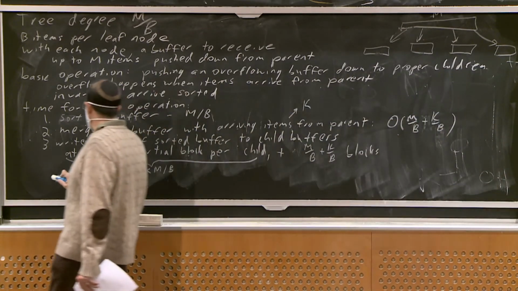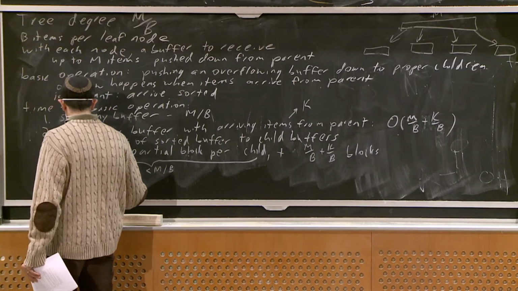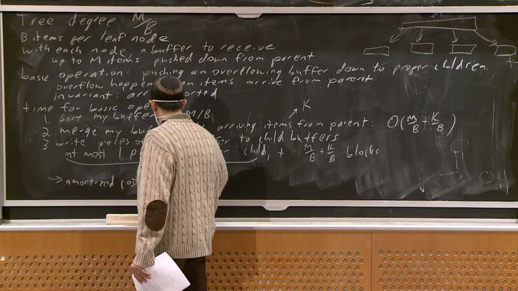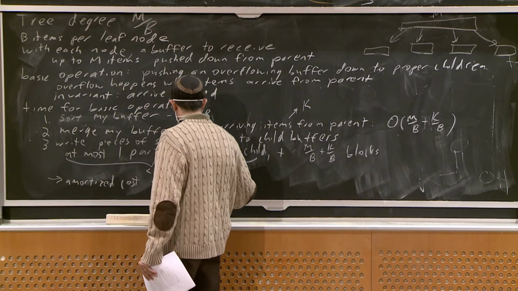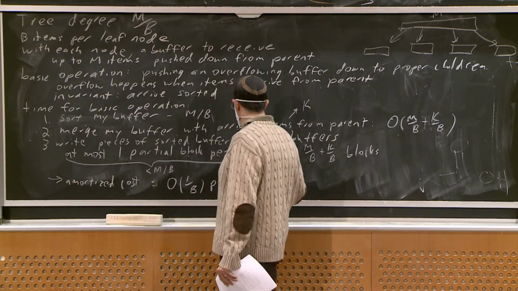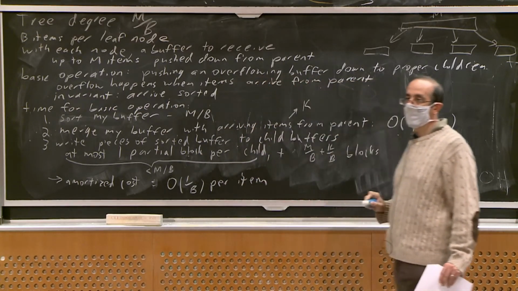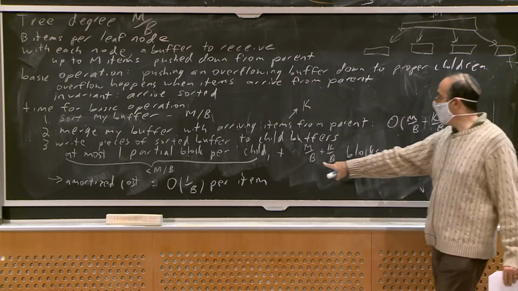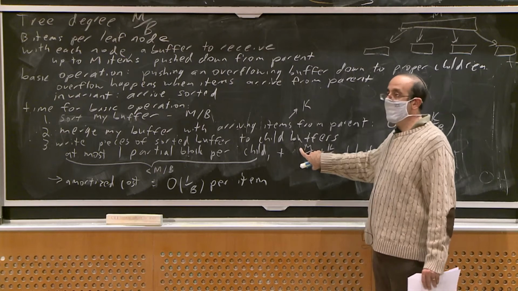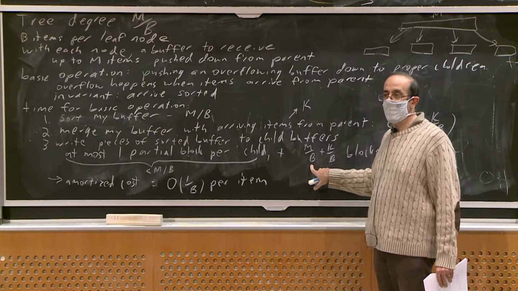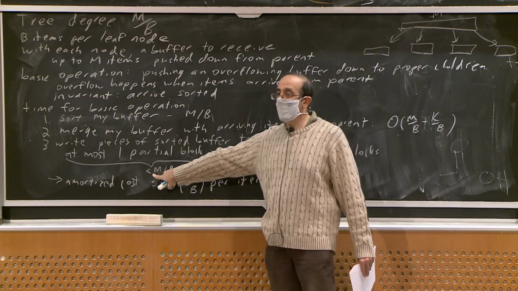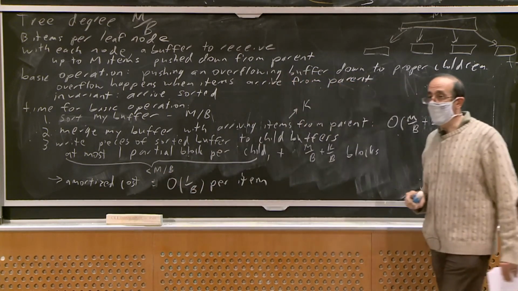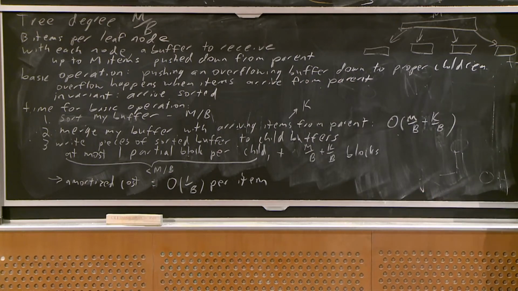Which implies that the amortized cost to push down these items is order 1 over b per item. Okay? And this is the reason we made these buffers so big, right? We make these buffers huge so that by the time you're pushing items down, you can pay for all of the partial block writes that might be necessary in order to get everything out. Make sense?